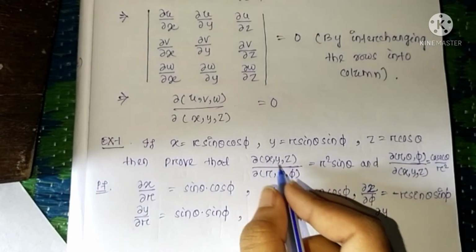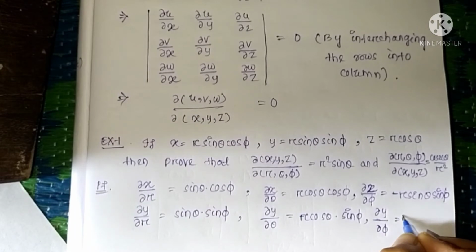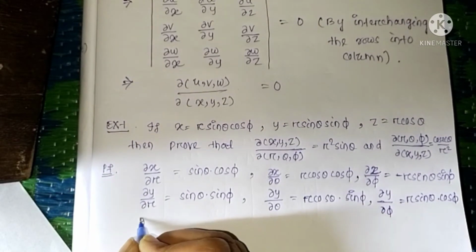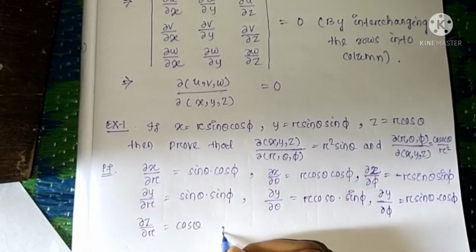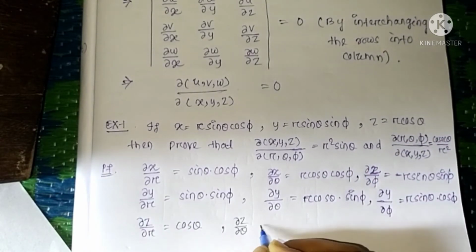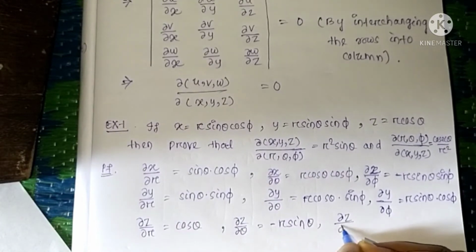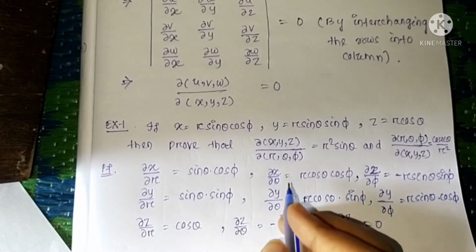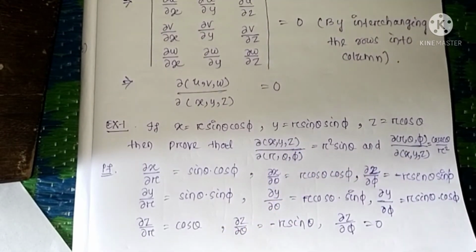Lastly, ∂y/∂φ is r sin θ cos φ. Lastly, ∂z/∂r is cos θ, ∂z/∂θ is minus r sin θ, and ∂z/∂φ is 0. Then next we find ∂(x,y,z)/∂(r,θ,φ).